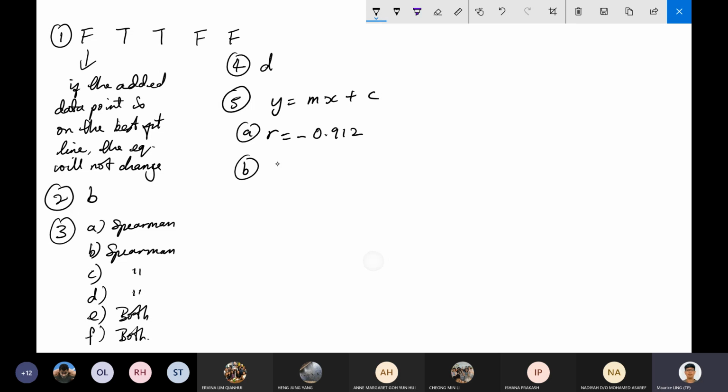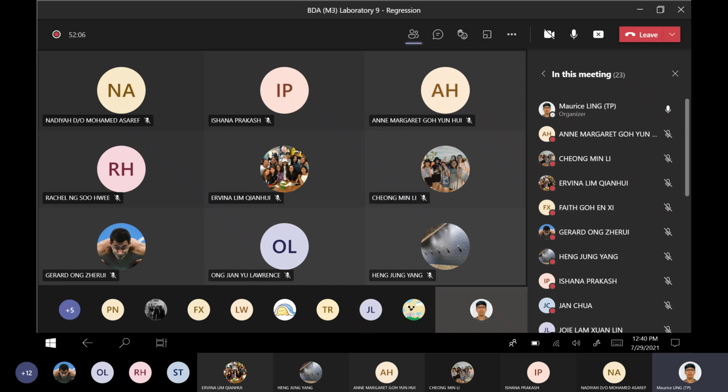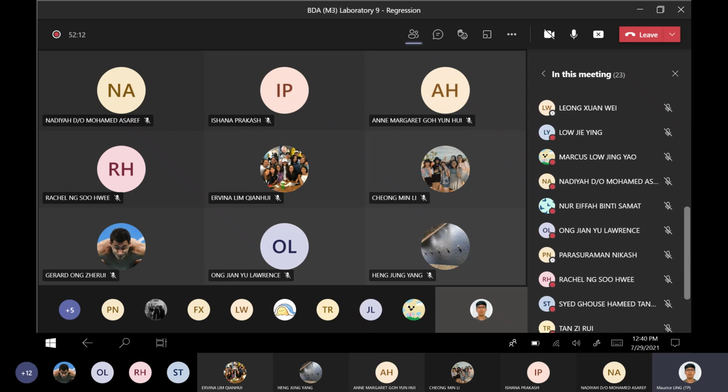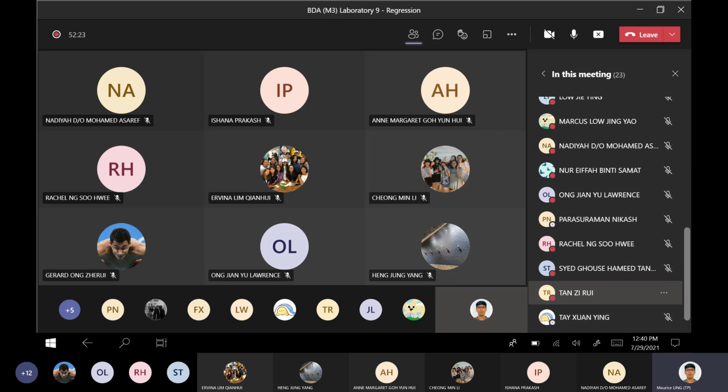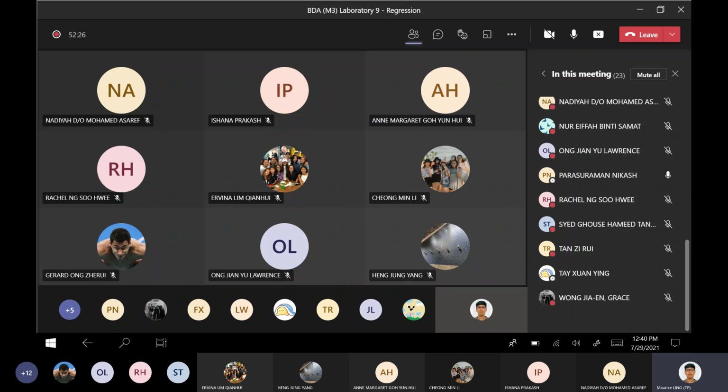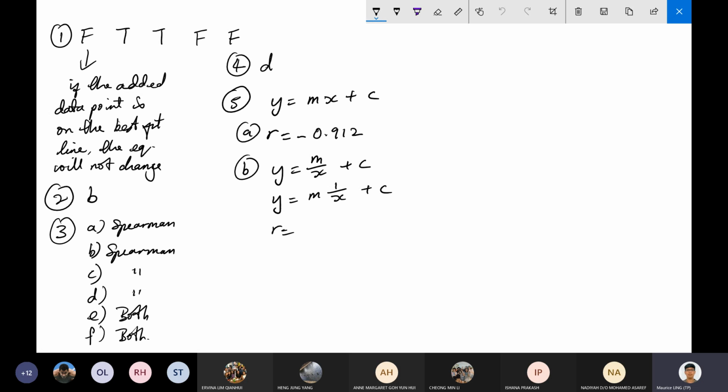Okay, so part B, if you actually use another model, y equals to m over x plus c, that means what you're trying to do is take the x and y value and transform it. You're using your 1 over x, the reciprocal of x, as though it is the x value. So what is the correlation? Gerard, Shana, okay, we have all these done already. Lawrence, Nikesh. Hello, yeah. So what is the Pearson's correlation for answer B?